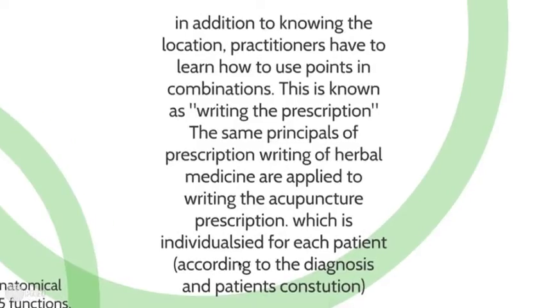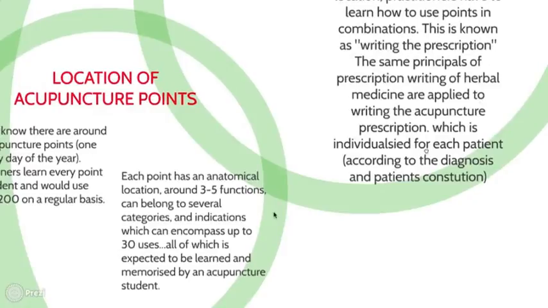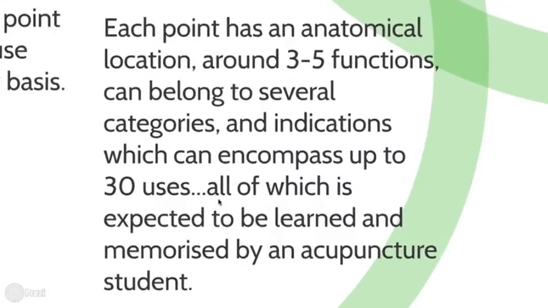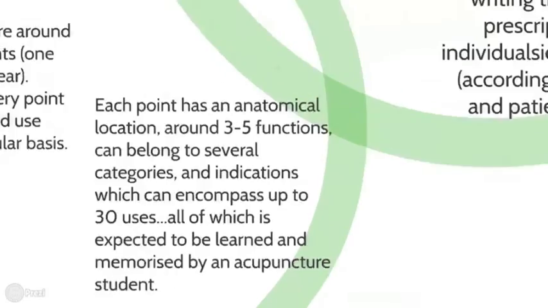In addition to that, each point itself has an anatomical location. That means it has a place where it belongs on the body, and practitioners need to know that. It also has around 3 to 5 functions, and it can belong to different categories of points, and that tells you what it indicates, what it might do. And then it has indications which can encompass up to around 30 different uses of all of these 400 or so points, all of which is expected to be learned and memorized by an acupuncture student.